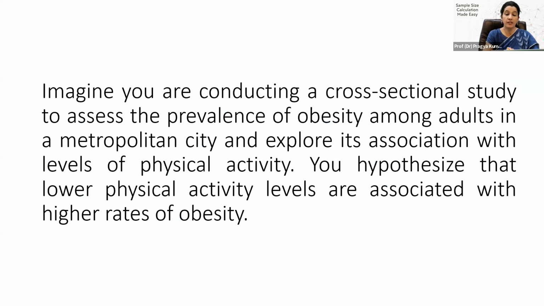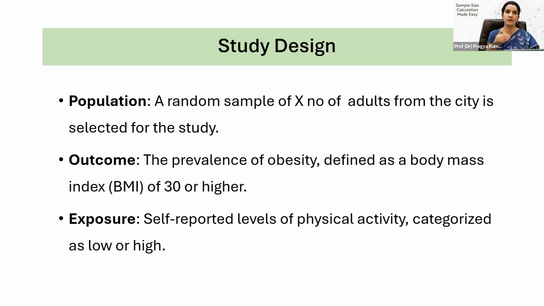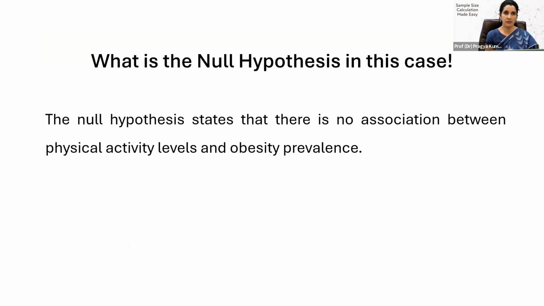Now, imagine you are conducting a cross-sectional study on the prevalence of obesity, and you want to know the association of this obesity with physical activity. Your hypothesis is that lower physical activity is associated with a higher rate of obesity. So you have drawn a random sample of X number of adults from a city, and then you are measuring the outcome. You have set a criterion that those people whose BMI is more than 30, you will call them obese. And the exposure you have ascertained based on self-reported levels of physical activity, and you have categorized that as low or high. So what is the hypothesis in this case? The null hypothesis in this case is that there is no association between the physical activity level and obesity prevalence.